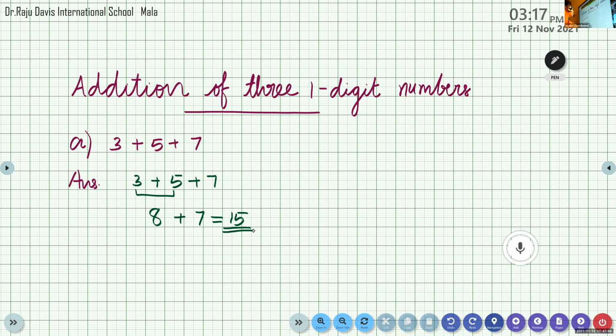All of you have completed the first one. Let's move to B. So the question is B, 4 plus 3 plus 5. Do it.